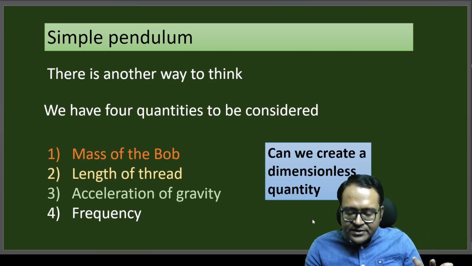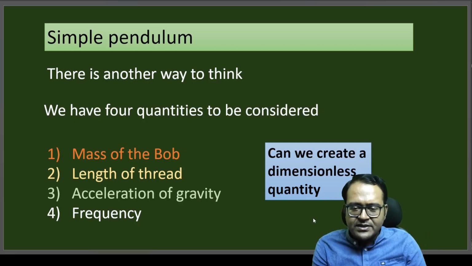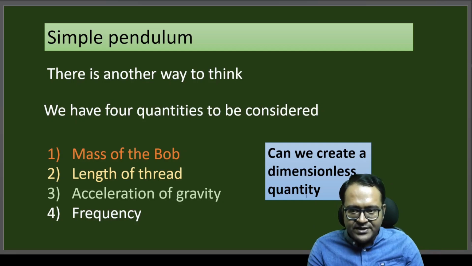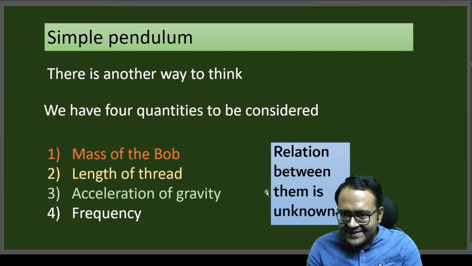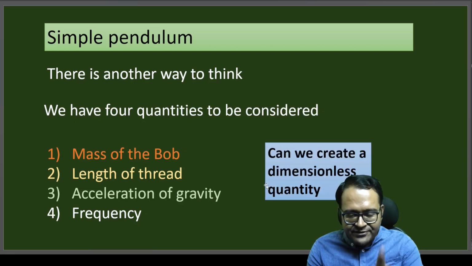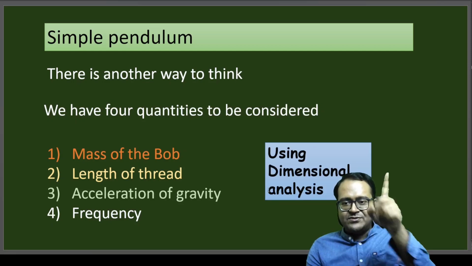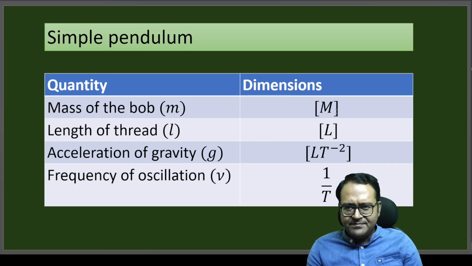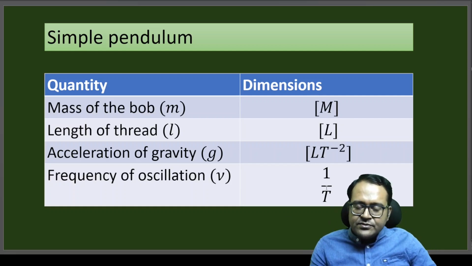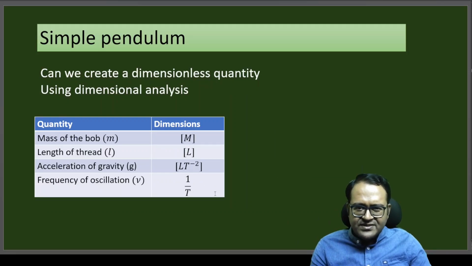So we think in this way: can you create a dimensionless quantity? Can we create a dimensionless quantity? Dimensionless quantities are very important in physics. You learn through your journey using dimensional analysis. The relation between these four is unknown. Can we create a dimensionless quantity using dimensional analysis? Okay, let's see. Mass, length, acceleration of gravity, and frequency of oscillation. Dimensions of all four quantities are known, so we can find it. It is not a problem.